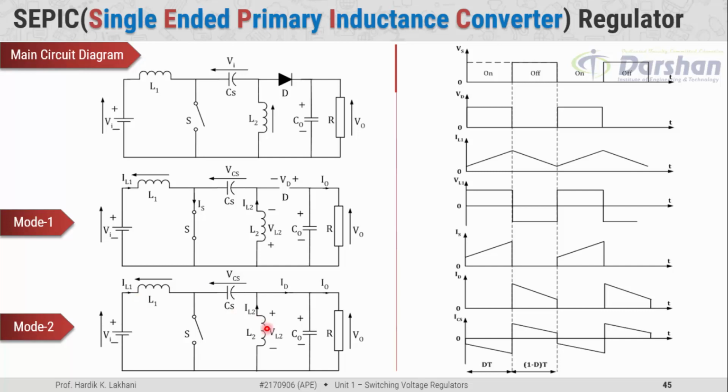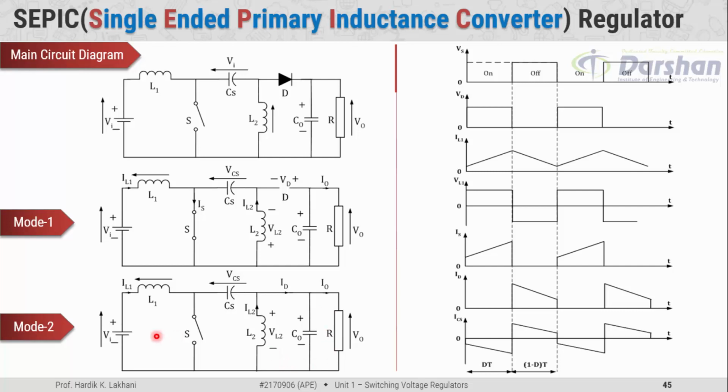Simultaneously, inductor L2 starts releasing its energy into the load via this freewheeling diode D. So current starts from this positive terminal of L2, it passes through the diode, it passes through the load and goes back to the inductor.